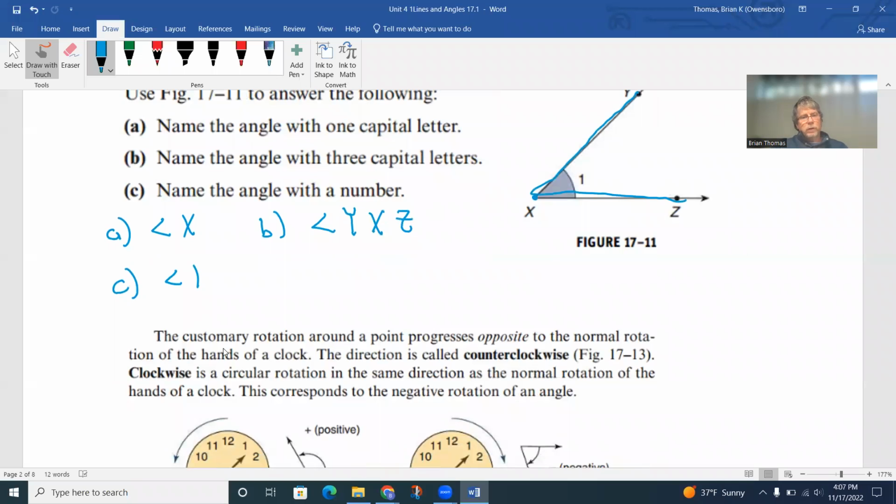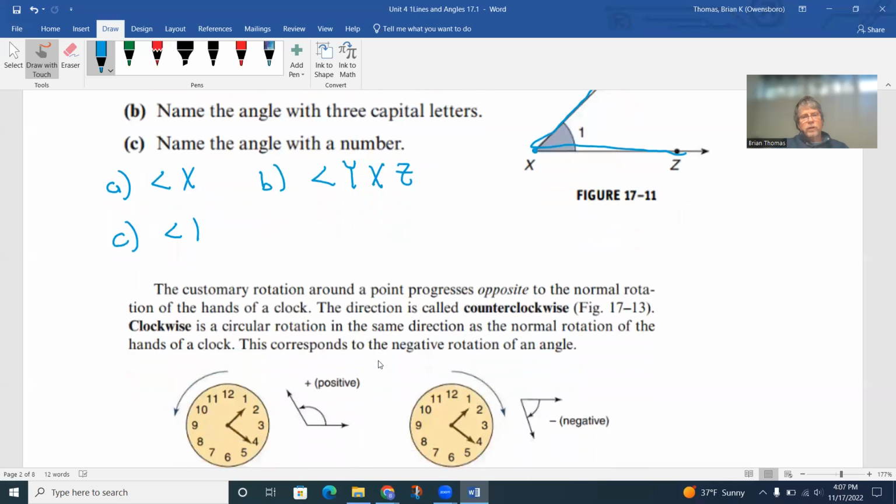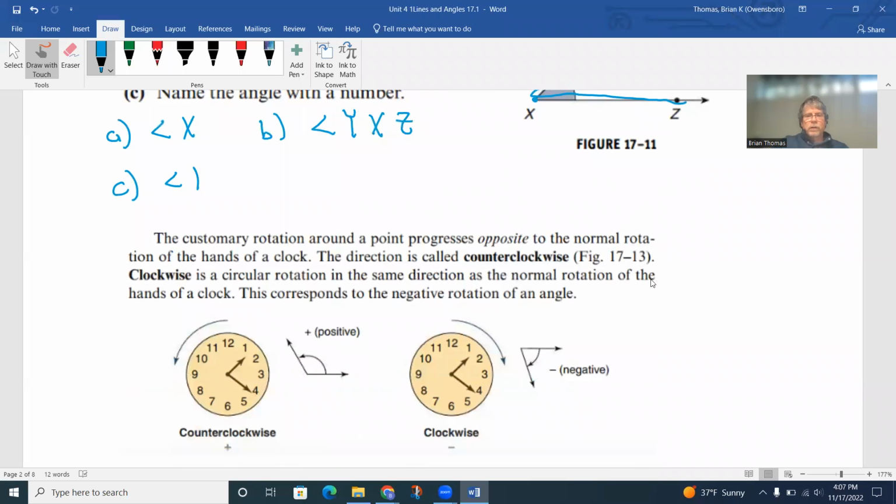As we mentioned, the customary rotation around the point progresses opposite the normal rotation of the hands on a clock. So remember, the hands on a clock are clockwise. Notice how the hands on the clock are typically going in this direction. All the hands are moving in this direction, which is considered a clockwise direction. But when it comes to angle measure, the primary direction is what we call counterclockwise.